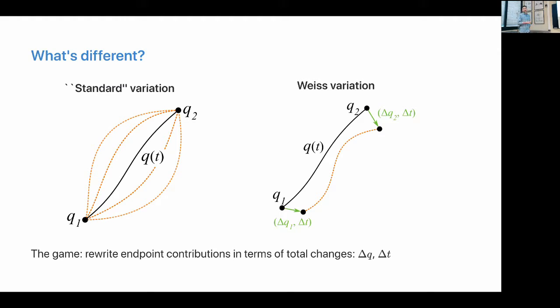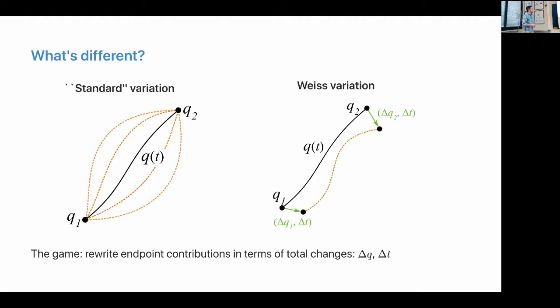So maybe I'll give you an illustration of what's different about the Weiss variation. In the standard variation, you start with some path, and then you look at small displacements of the path. You add functions to this original function q of t. So q is your dynamical variable, and t is your time parameter. And what you add vanishes at some time t2 and some time t1, and the value of the function is held fixed under these variations.